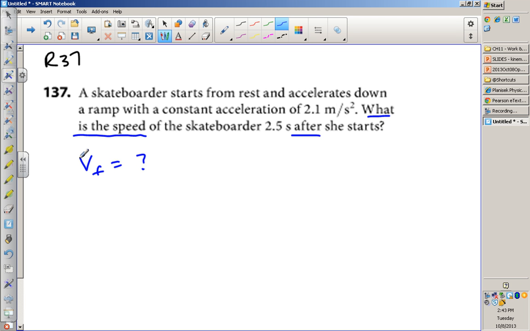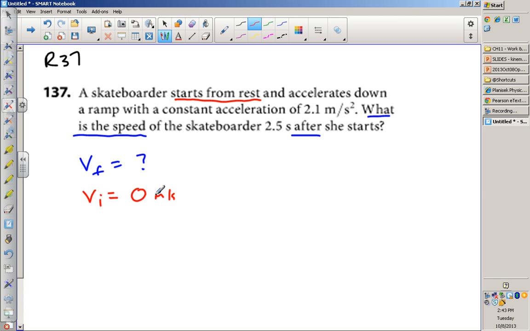Now that we know what to solve for, let's figure out what else the problem has for us to work with. What are some other things that this problem is telling us about this motion? Things we know. She starts from rest. Which variable is that going to give us? That's going to be V initial. So V initial, if she starts from rest, is equal to 0 meters per second. So that's one thing we know about this skateboarder's motion.